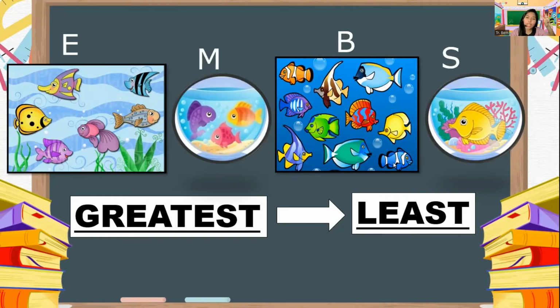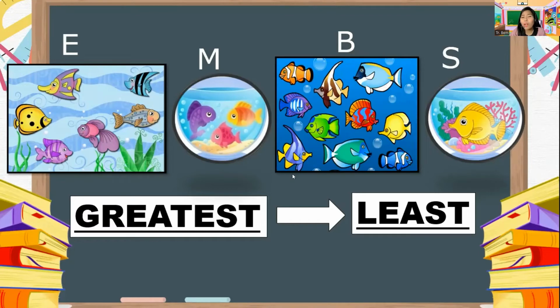What word do you think that we can form if we're going to arrange them from least to greatest? Sorry, from greatest to least. Sorry po. 8, 9, and 10. All right, time is up. So what word do you think that we can form if we are going to arrange this one from greatest to least?